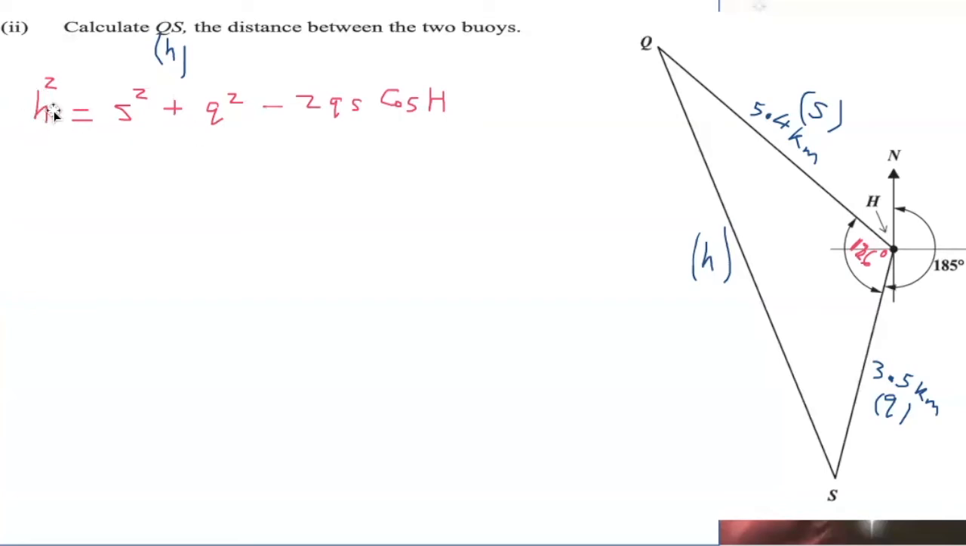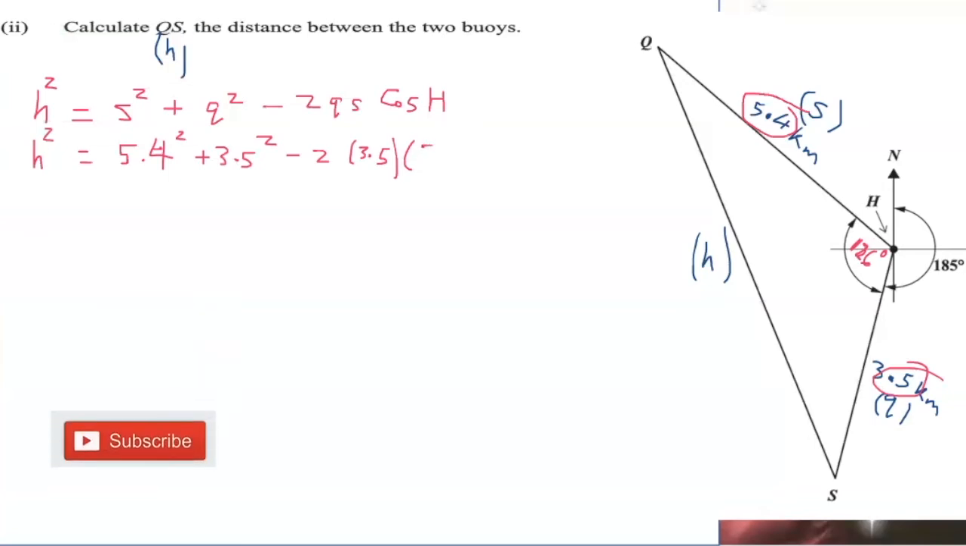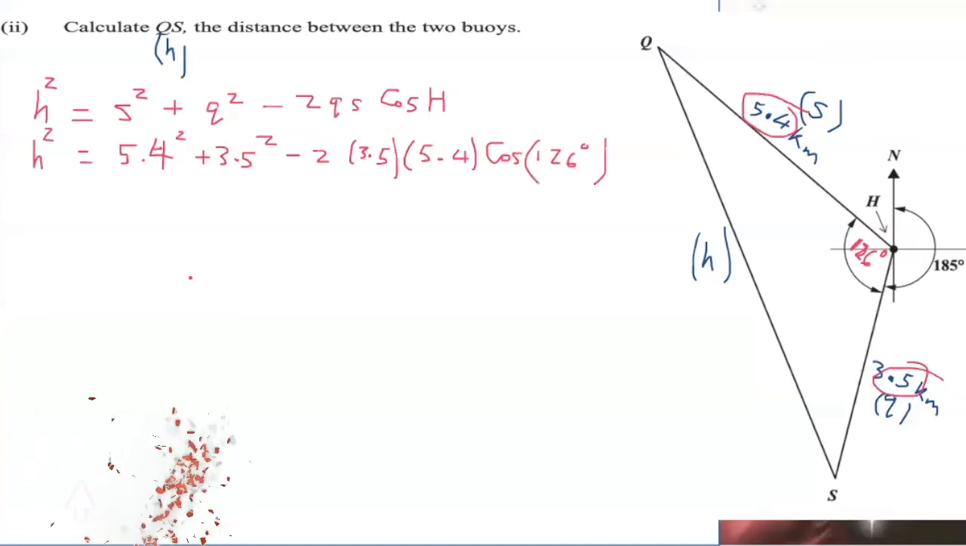We are trying to find h, so we're going to leave it as it is. But we have s. s is 5.4, so I'm going to write 5.4 squared. And then q is 3.5, so I am going to write 3.5 squared, minus 2 times q again. q is 3.5 and times s. s is 5.4. Cos the angle, so it's cos 126 degrees.